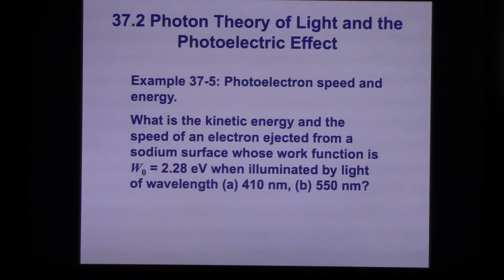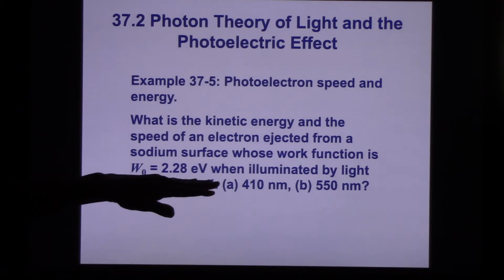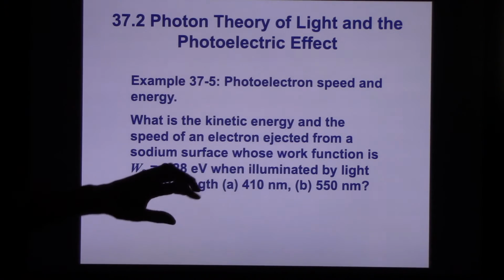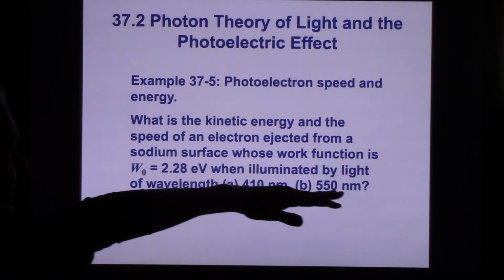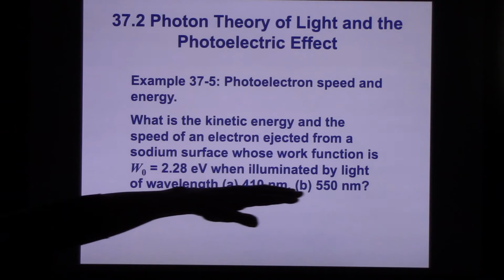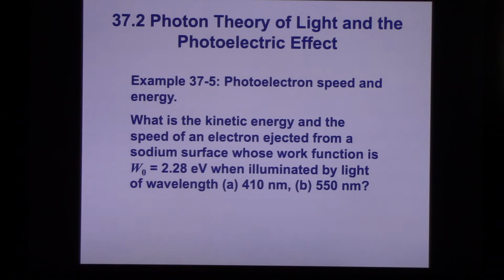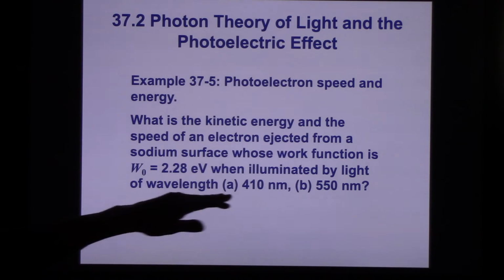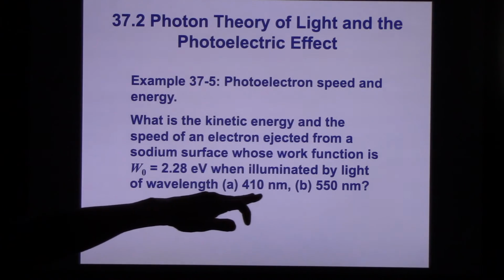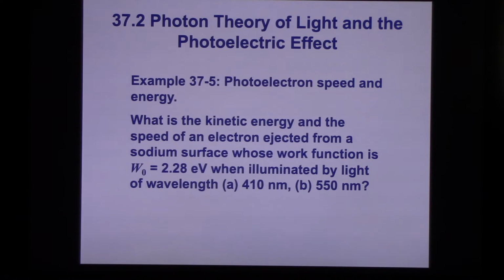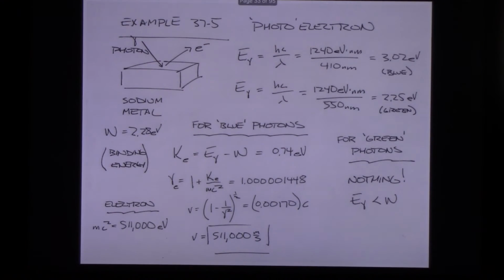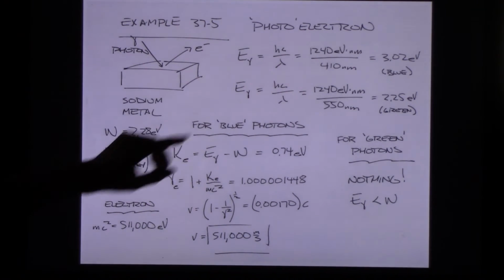Now, this is a set value for the binding energy. What we're going to do is send in two different wavelengths of light. And as a result, they're going to have different energies to them, and we'll find out which of these wavelengths of light are going to be able to produce a photoelectric effect. So here we go. Example 37.5, photoelectrons.